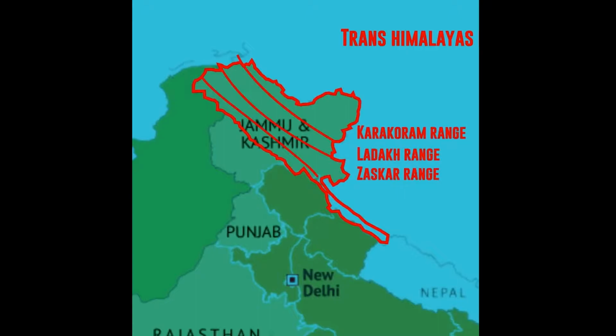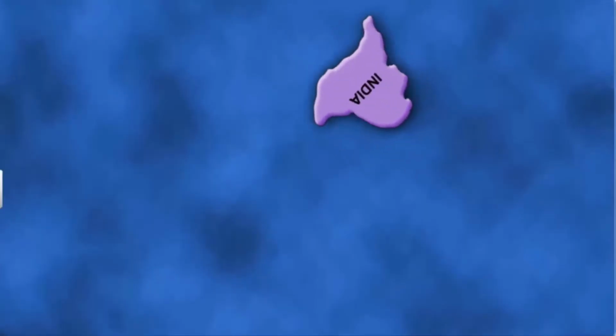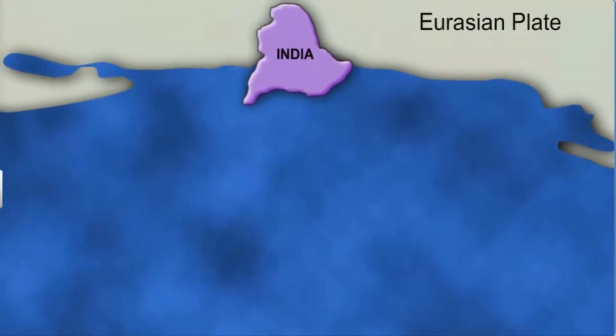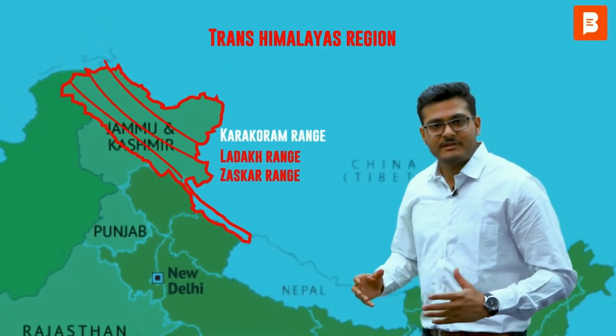Now, let's look at the Trans-Himalayas. As you can see, the Trans-Himalayas consist of three ranges. The first one is the Karakoram range. To the south of Karakoram lies the Ladakh range. Below the Ladakh range lies the Zaskar range. These ranges are made up of ocean sediments of the Tethys Sea, which was consumed during the collision of the Indian and Eurasian plate boundaries. Now let's start with the Karakoram range.